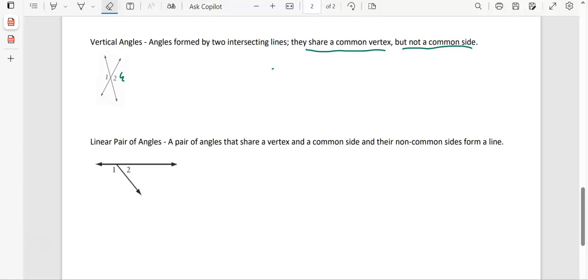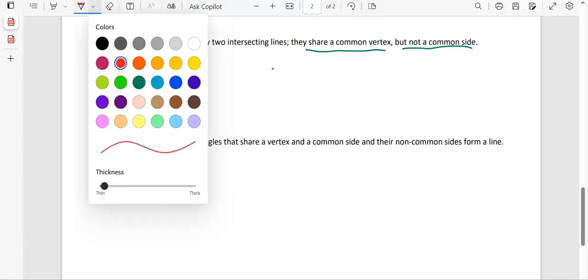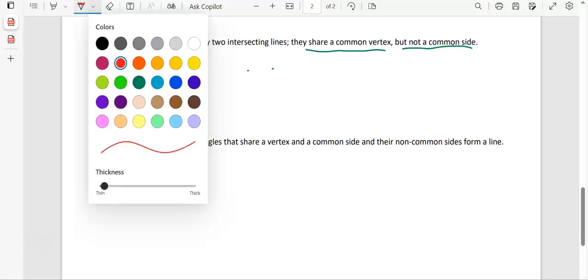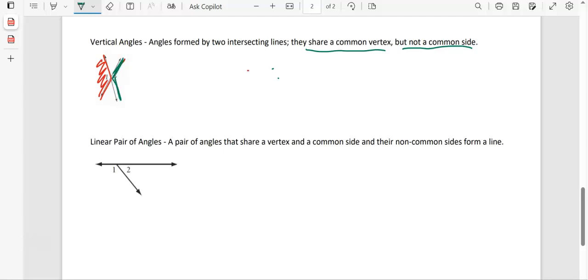So if we look at this picture, angles 1 and 2 are showing us what vertical angles look like. So here's angle 1, and here is angle 2. And what I would like you to think about is folding or reflecting something in water. So if this was water and I had angle 1 here, and I flipped it over, here would be angle 2 under my water. And so I like to think of vertical angles as reflected V's, because vertical starts with V.